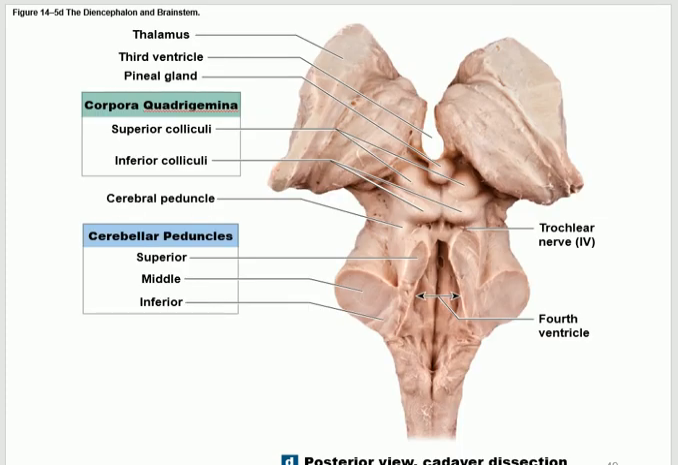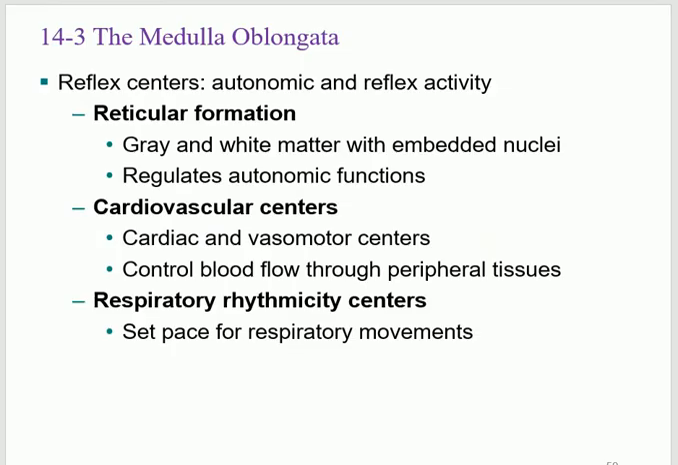Look at this picture here. This is the midbrain, this is the pons, and this is the medulla at the bottom. Midbrain, pons, medulla oblongata. Look at the pons: superior, middle, and inferior peduncles. This is obviously the 4th ventricle here. What are these autonomic reflexes that I was talking about? Reticular formation, cardiovascular centers, and respiratory rhythmicity centers. You do need to know this.